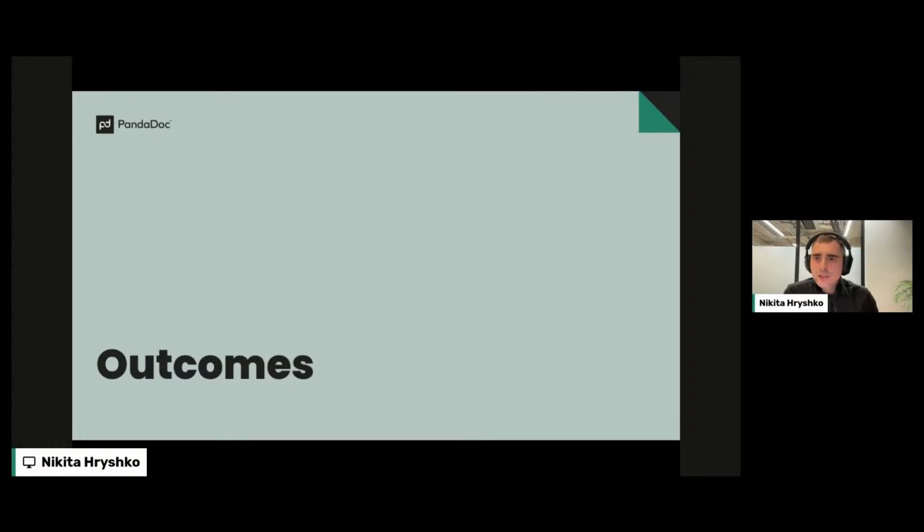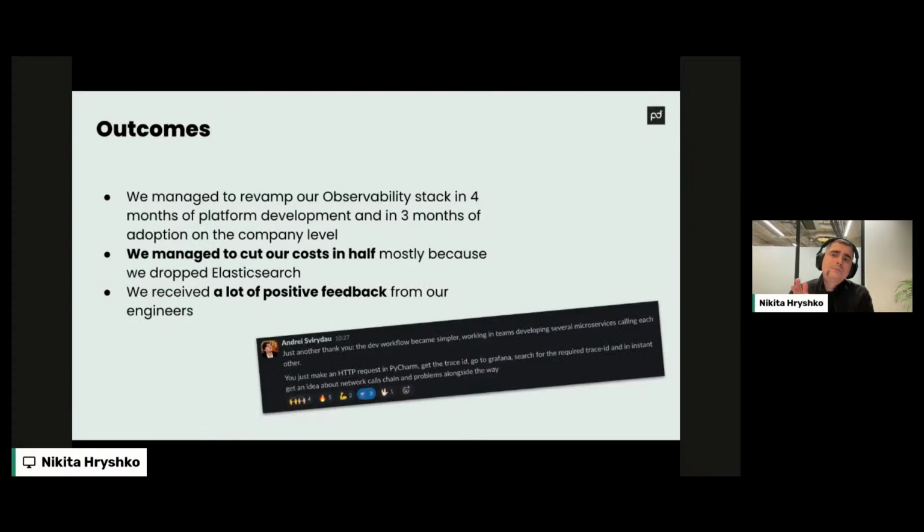And here we are, our last part, our outcomes. So we managed to revamp our observability stack in 4 months of platform development and 3 months of adoption on the company level. We also managed to cut our cost in half, of course, mostly because we just dropped Elasticsearch. And what I'm proud to share with you is that we received a lot of positive feedback from our engineers, and this is really inspiring for any platform engineer.